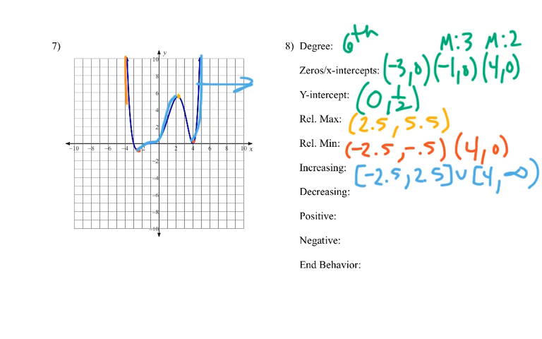So for our decreasing, it starts out at negative infinity and goes to about negative 2.5. Then it jumps, and it goes from 2.5 until we get to 4. So between increasing and decreasing, you should go from positive to negative infinity. Okay? Now let's take a look at positive and negative.